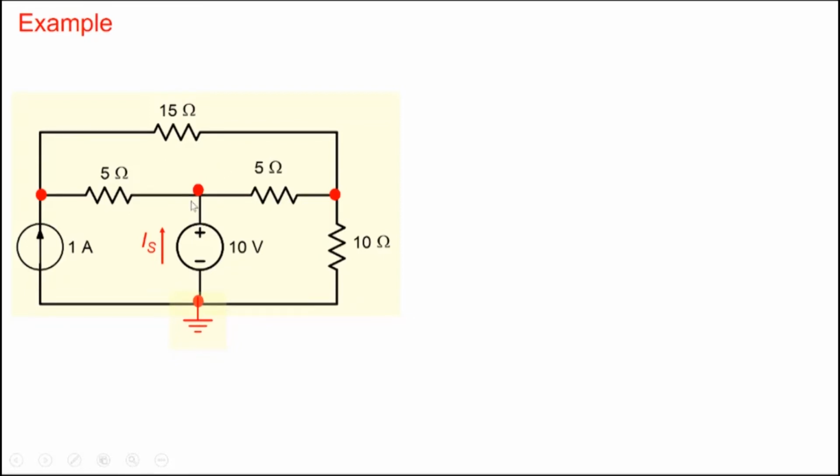This becomes ground, and the value of this node then becomes 10 volts here. So that makes it easy. And we number them 1, 2, 3. There's no need to number the ground node; you could take it as 0, let's say. And so we write KCL at node 1. We find all the currents entering node 1 and sum them up to be equal to 0.